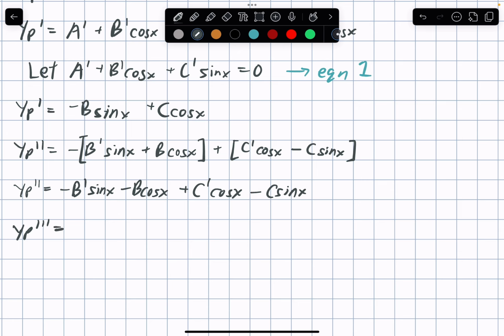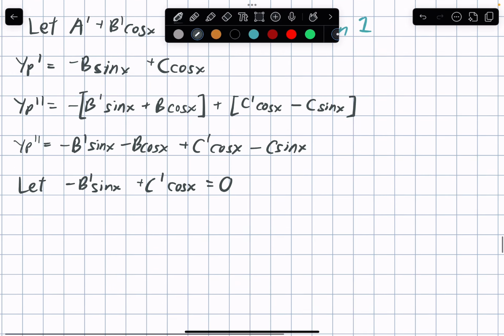Okay, third derivative. That means for the second time, we let everything that's prime equal to 0. So what we're left with are these. Now we find the third derivative.